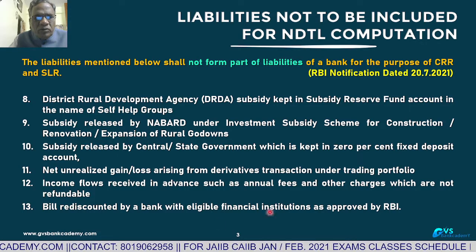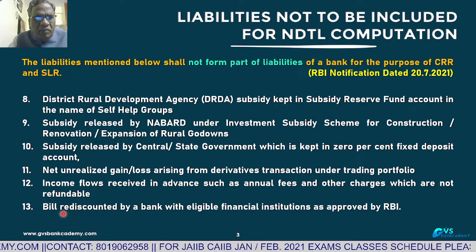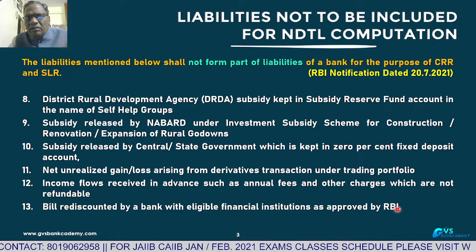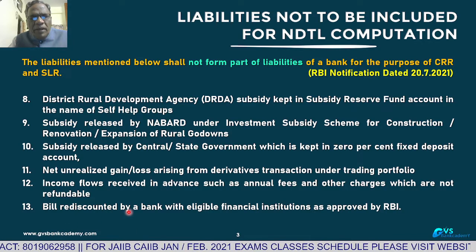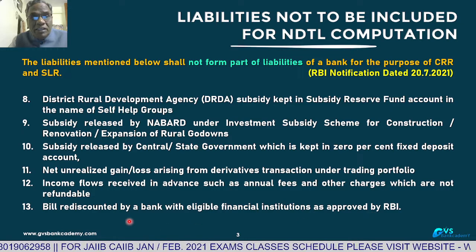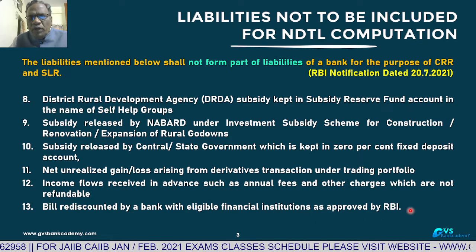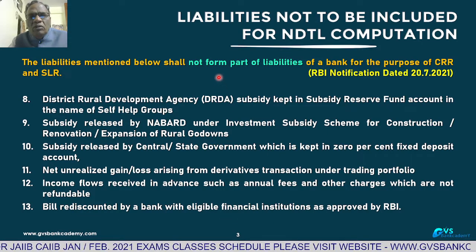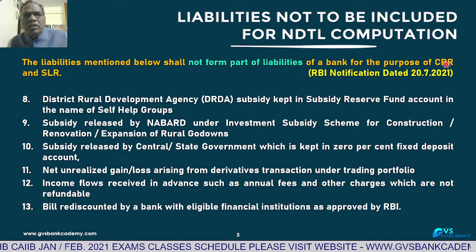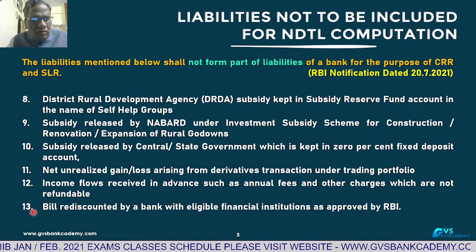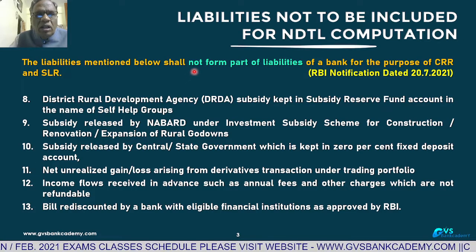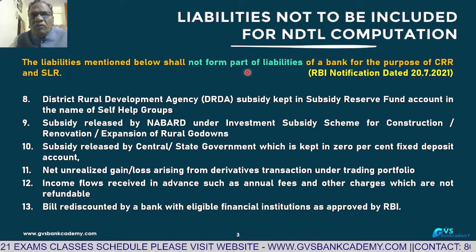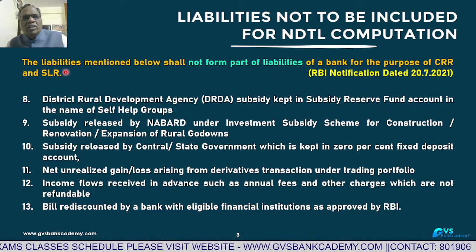as approved by RBI. So normally at the time of bills rediscounting with RBI, banks are paying bank rate. Bills rediscounted by banks with RBI at what rate? That is bank rate. Present bank rate is 4.25. So bills rediscounted by bank with eligible financial institutions also do not form part of CRR and SLR. So 1 to 13 points, items are not part of liabilities in banks' CRR and SLR. These do not form part of liabilities for CRR and SLR purpose.